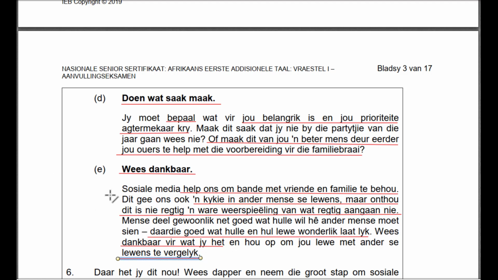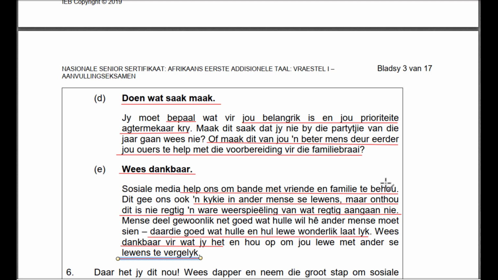Okay. So the last tip that they are giving you is to be thankful. And the writer says social media can help us build connections and build bonds with friends and family. So bande, bonds, behou, maintain. Social media helps us maintain bonds with family and friends. That's true. It gives us a look into the lives of other people.